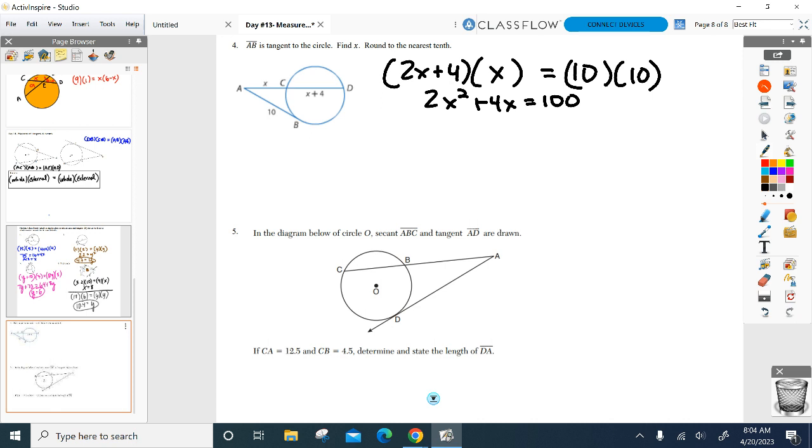But I can't do that unless what? Did it last night on homework too. Can't factor unless one side equals 0. So go ahead, let's get the 100 over.